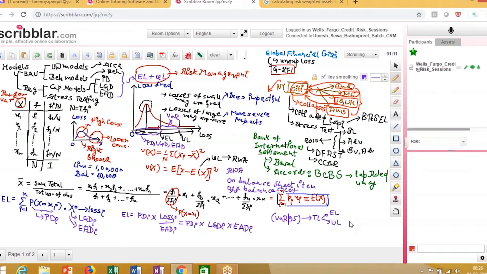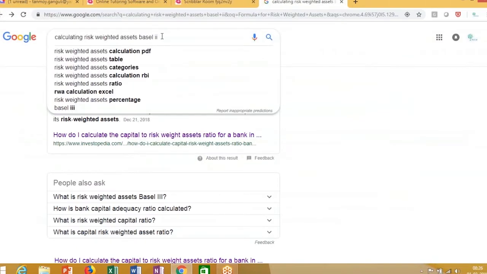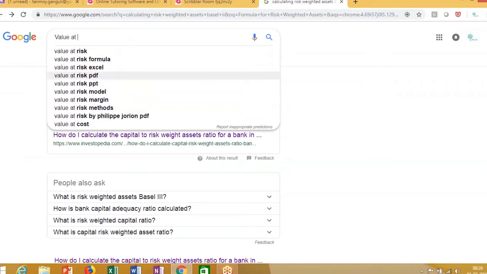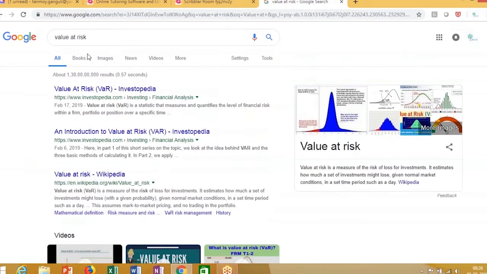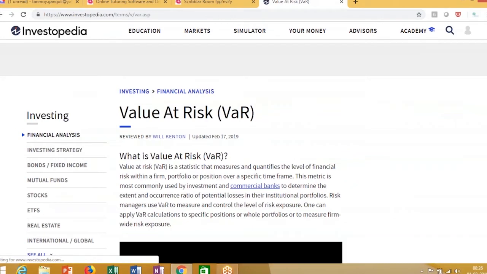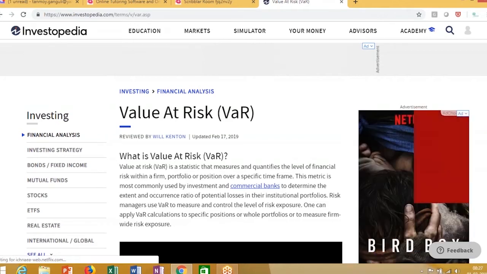Now the question that comes out is, how is this VAR computed? What is this value at risk? I'll not be talking about value at risk in great detail at this point of time. I'll just give the very basic overview of value at risk. Basically it is a measure that quantifies the level of financial risk within a firm within a given time frame.